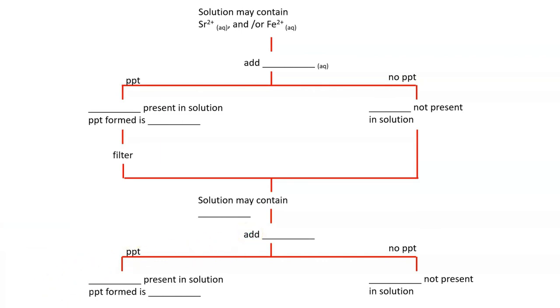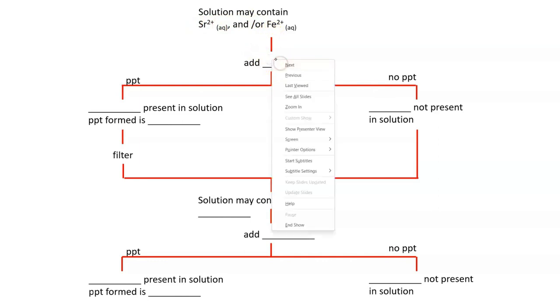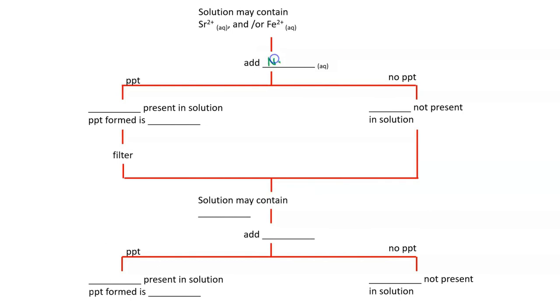One of the things that we can do to organize our thoughts when we want to do our sequential qualitative analysis is we can use a flow chart. And so what this does is it allows me to follow the sequence of my tests and their possible outcomes. So for example, I have my solution with strontium and possibly iron 2, and I said that I was going to add some sodium hydroxide solution. And we have two possibilities.